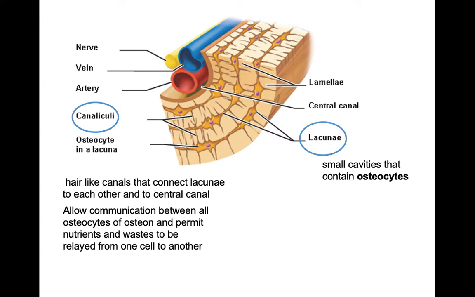They allow communication between all osteocytes of an osteon and permit nutrients and waste to be relayed from one cell to another. So this is the canaliculi, this is their little communication network. The lacuna is the little space where I house my osteocytes.